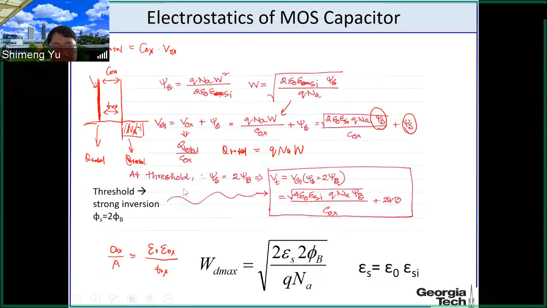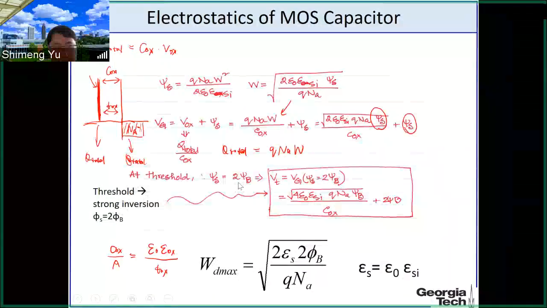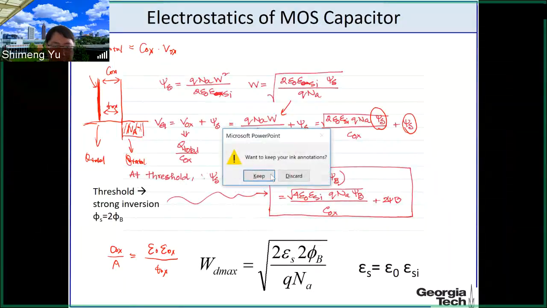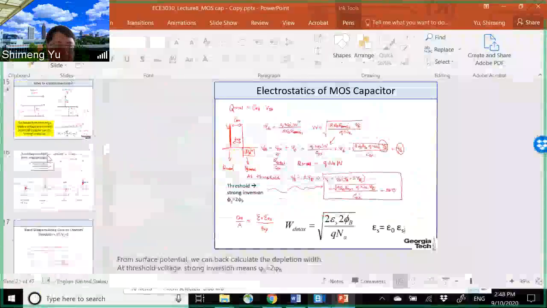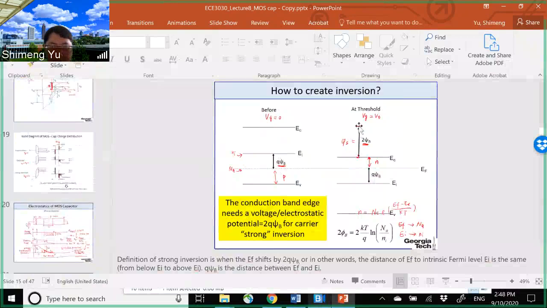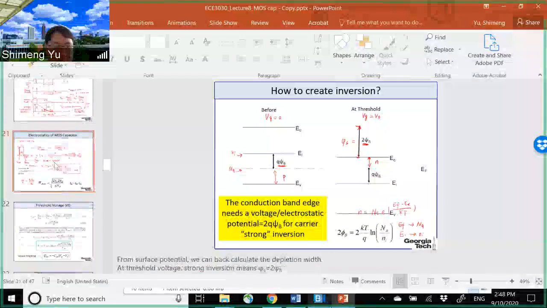And now we want to plug in the threshold condition, which we said is a strong inversion. Phi s equals 2 phi b. So we want to plug in the 2 phi b. If we recall what is phi b, we discussed that before. Phi b is here, the distance between the Fermi level and the intrinsic Fermi level. So we said that at the threshold, you need to bend down the phi s by 2 phi b. So that's why we plug in the 2 phi b here.